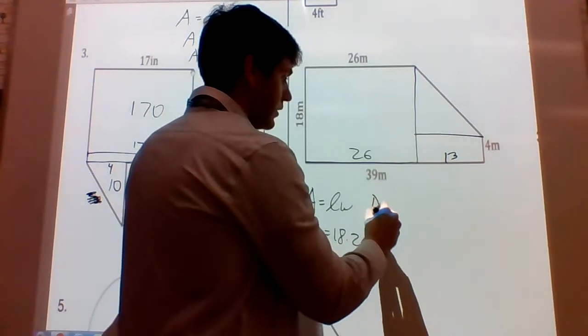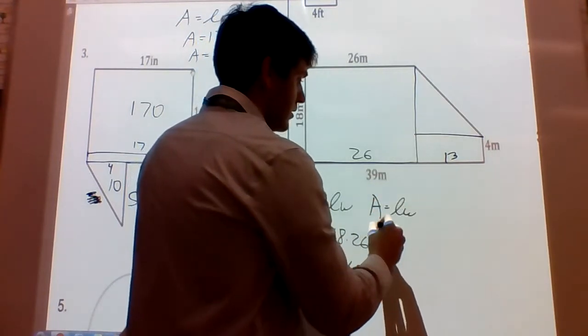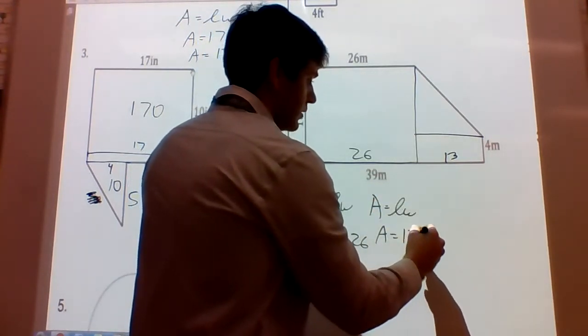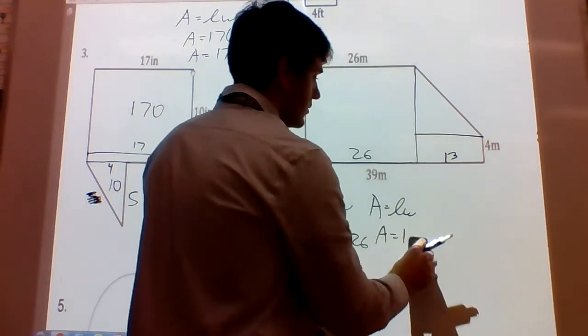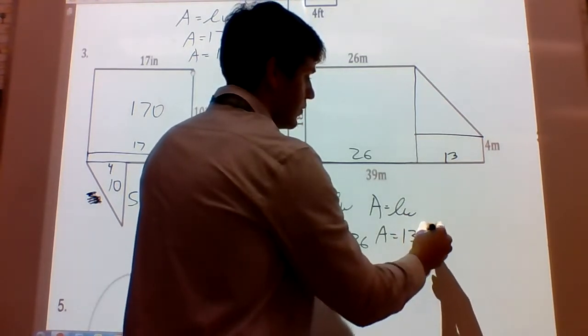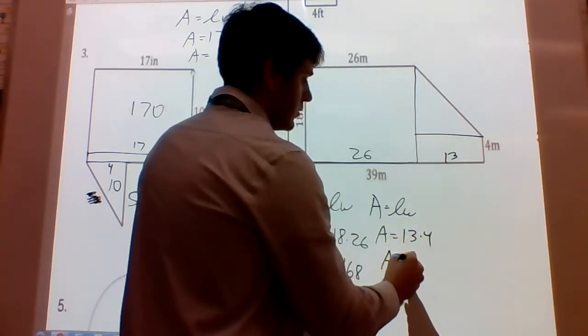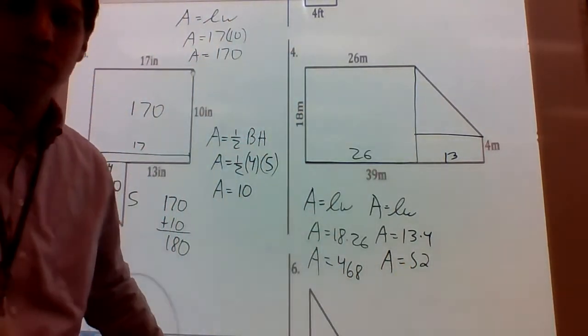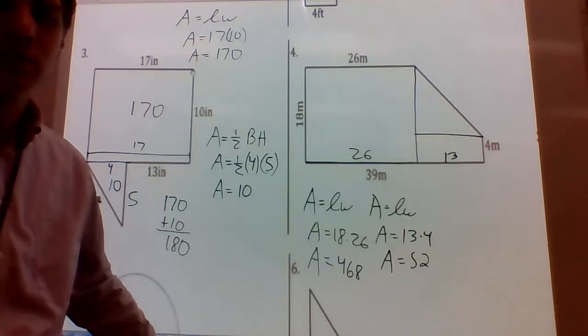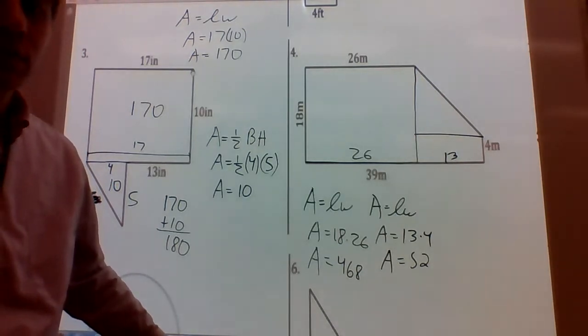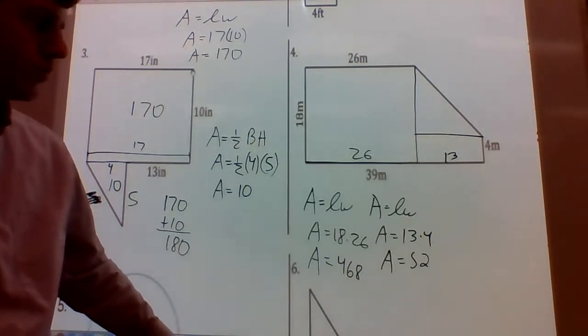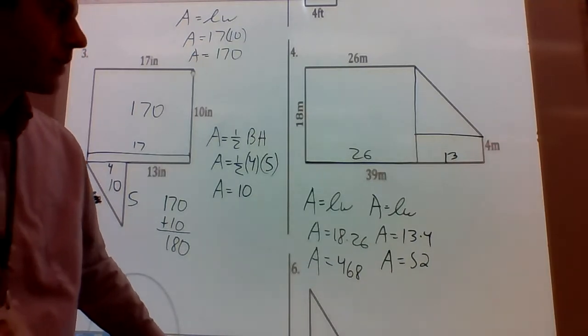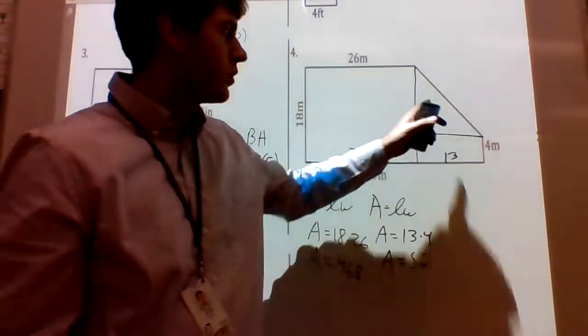So area is length times width. So it's going to be 13 times 4, which is going to be 52. 13 times 2 is 26. 26 times 2 is 52. Okay. And then we have a triangle.